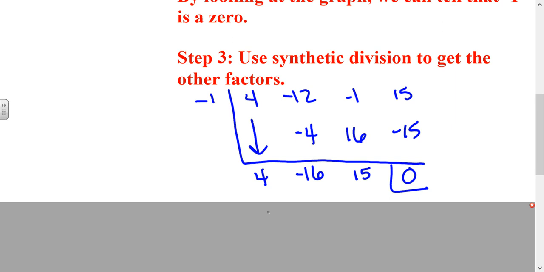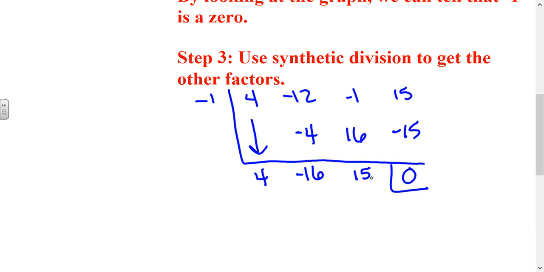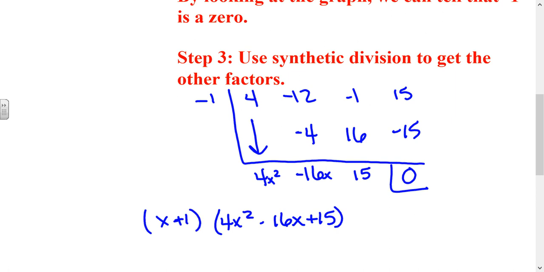Now, if I did that and I didn't get 0, I would know something was wrong because my calculator told me that -1 was a zero. So that has to work. From here, remember, we write down what's left. This is the constant, this is the x, this is the x squared. So I would have 4x squared minus 16x plus 15. And then I had x plus 1 as my other factor, because remember, your factor is always opposite of your zero. If I multiply these two things together, I would get the function that I started with.